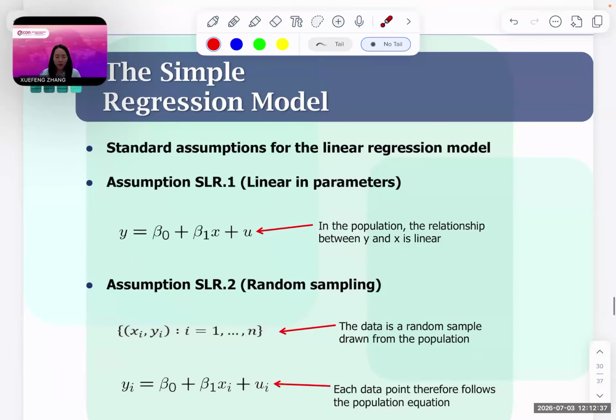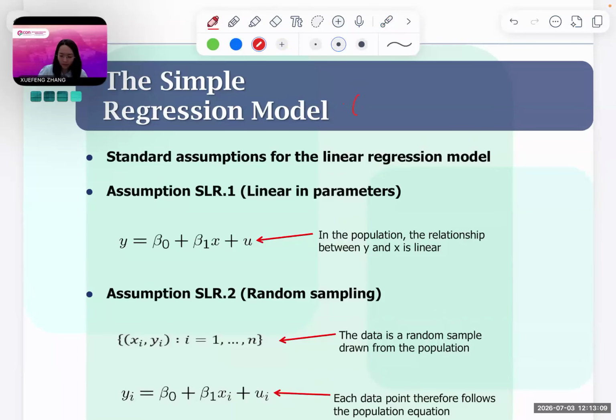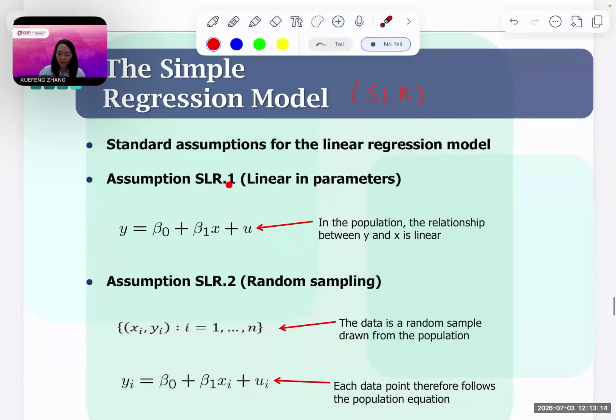Next one is about the standard assumptions for the linear regression models, okay? Those are assumptions just like the basic assumptions in economics, right? Ceteris paribus, people are rational. Those are the basic assumptions in economics. So here in econometrics, we also have the standard assumptions, okay? The first one, SLR means simple linear regression, which is here. Simple linear regression. The first assumption, linear in parameters.